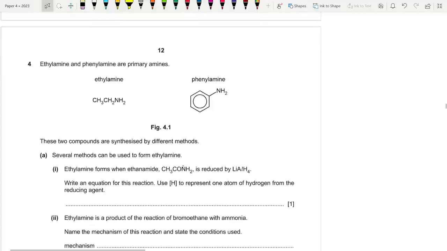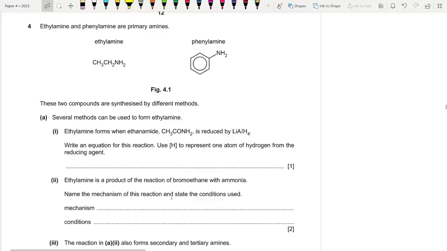Finally, we're doing an organic question. So we have 3 questions left, 4, 5, and 6. These two compounds are synthesized by different methods. Several methods can be used to form ethylamine. Ethylamine forms when ethanamide, CH3CONH2, is reduced to form CH3CH2NH2.